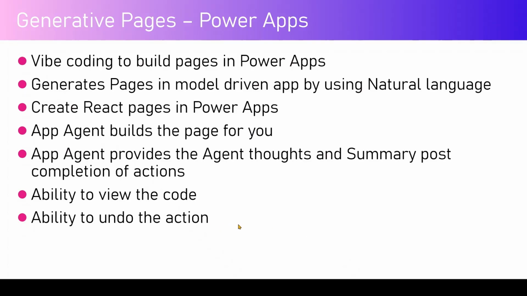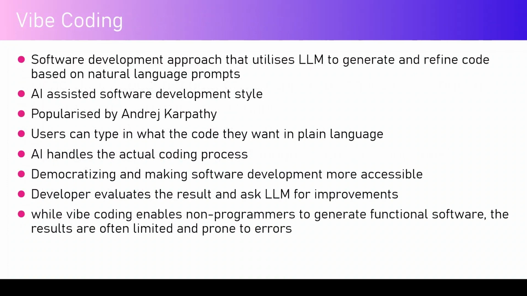If you don't know what vibe coding is, vibe coding is a software development approach that utilizes a large language model to generate and refine the code based on natural language prompts. It was popularized by Andrej Karpathy, an AI-assisted software development style, you can call it that way. Users can describe what they want in plain natural language and AI handles the complete coding process. It is basically democratizing and making software development more accessible.